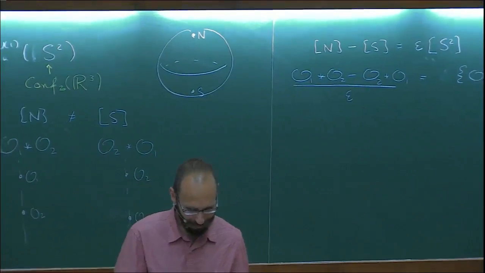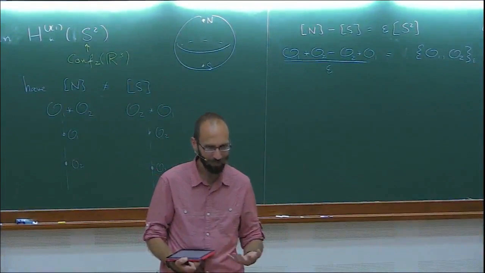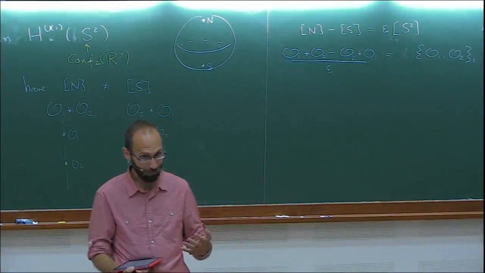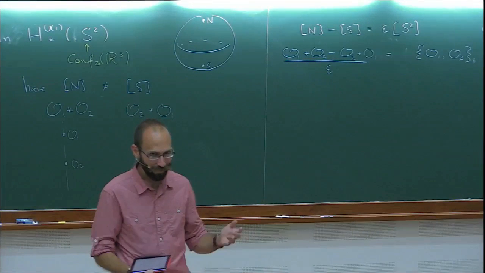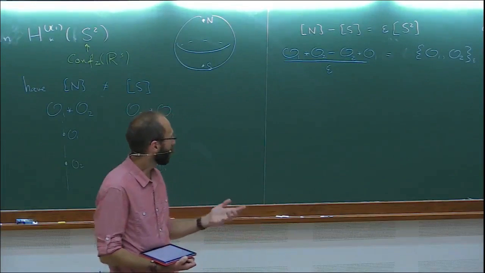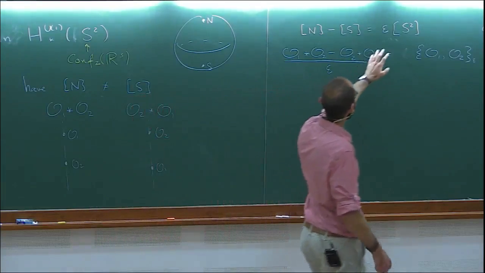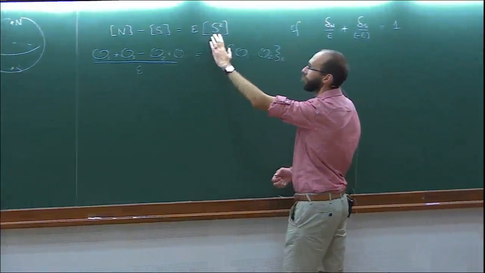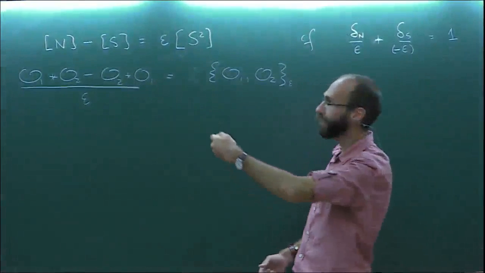So in principle, computing it is straightforward. It's just the computation is hard. So what you're supposed to do is deform the Lagrangian, work in the deformed theory, and then look at what the equivariant class of S2 is. That's a linear combination of ordinary classes of epsilons.